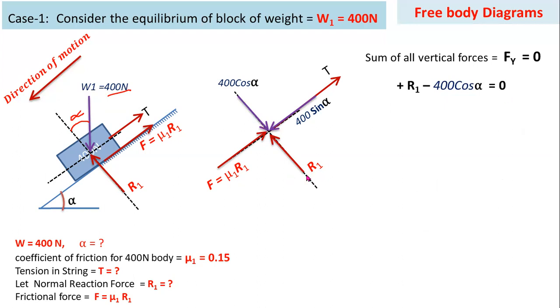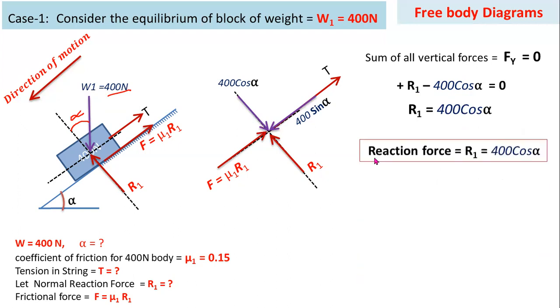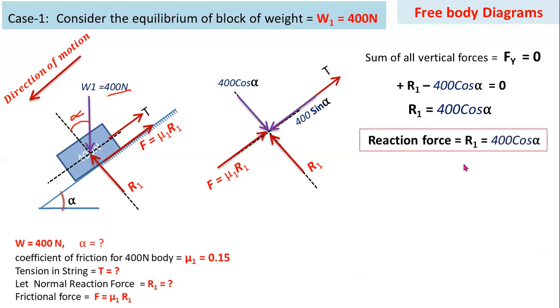For upward action, you have to consider positive sign. For downward direction, you have to consider minus sign. From this equation, reaction force R1 equal to 400 cos alpha. This is the value of normal reaction between the block and plane. After getting the normal reaction, you have to resolve all the forces along the inclined plane.